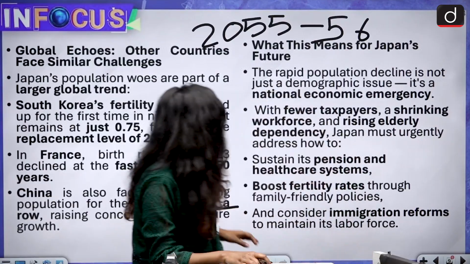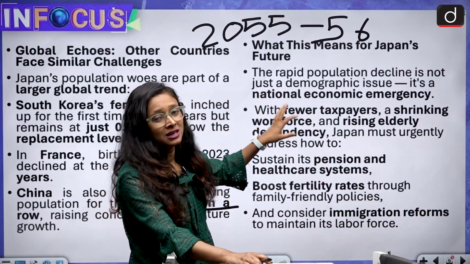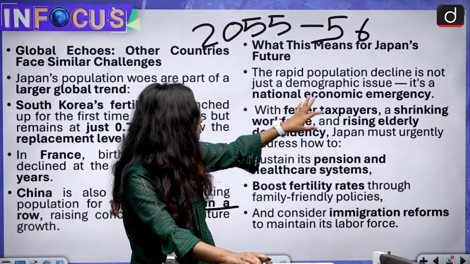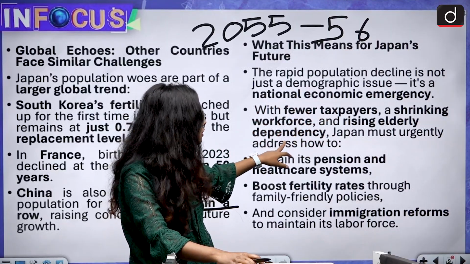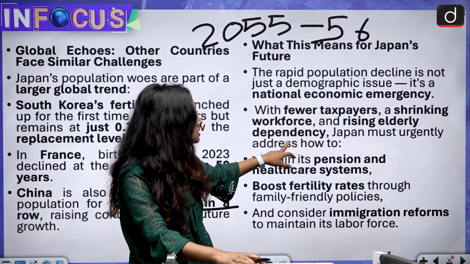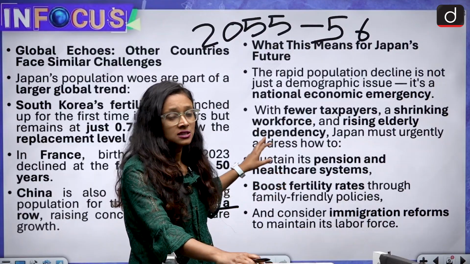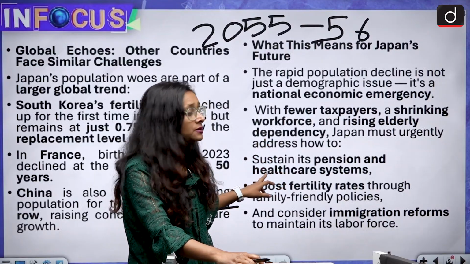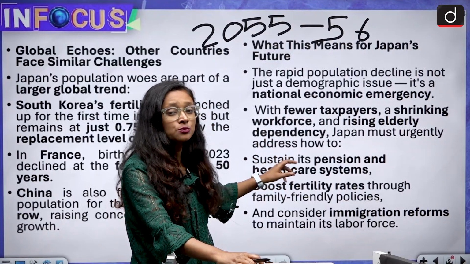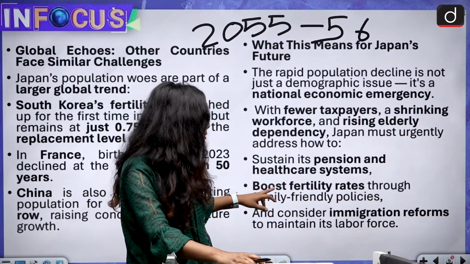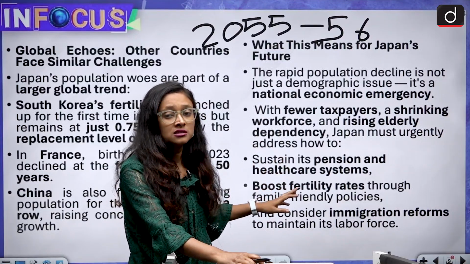Here, if you see what this means for Japan's future, there are chances that there can be national economic emergencies, because there will be fewer taxpayers, a shrinking workforce, and rising elderly dependency, and Japan has to urgently address such a crisis situation. Then who will pay for the pension? There will also be a sustainability problem in the pensions and healthcare system.